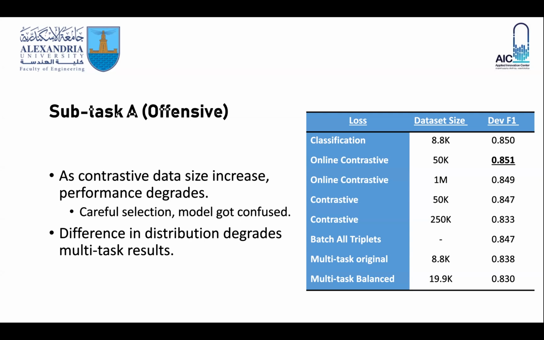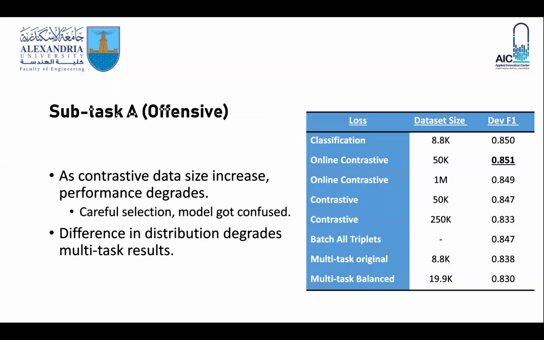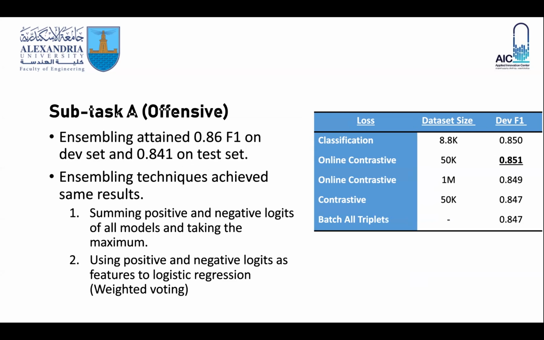We can also see that as the contrastive data increases, the performance degrades. This may be attributed to the need for careful selection, as we mentioned earlier that we have M times N, and the difference in the distribution will degrade the multitask results because of the different ways of data collection.